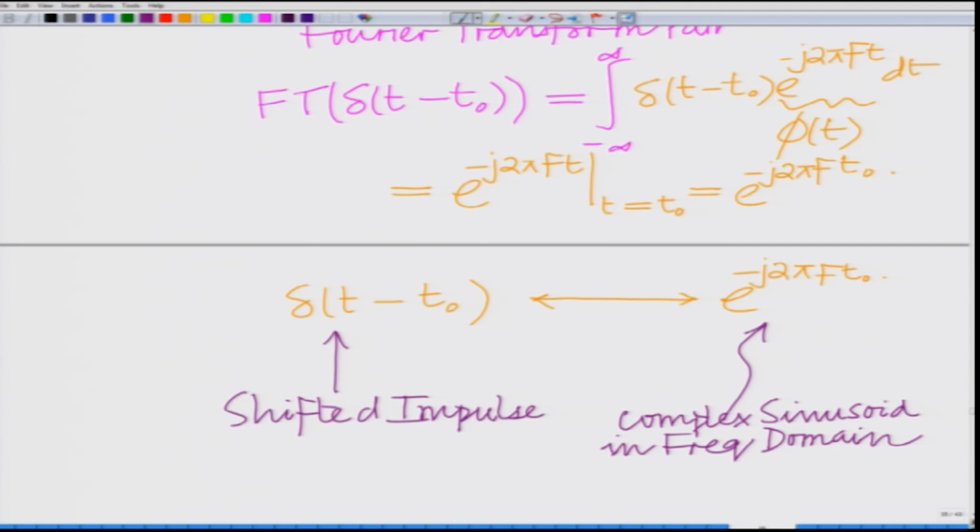Usually we have the sinusoid in the time domain, which is e to the power of minus j 2 pi f naught t, at frequency f naught, as a function of time. Now we have the analog in the frequency domain, e to the power of minus j 2 pi f t naught. So this is a complex sinusoid in the frequency domain, defined for all frequencies, minus infinity less than or equal to f less than or equal to infinity. So the shifted impulse delta t minus t naught has a Fourier transform which is a complex sinusoid in the frequency domain. So let us stop this module here.